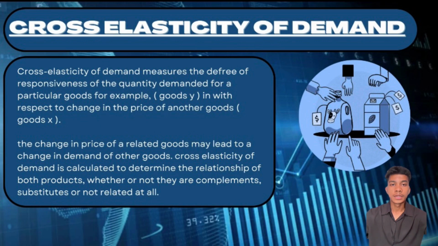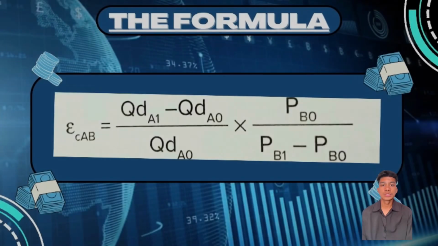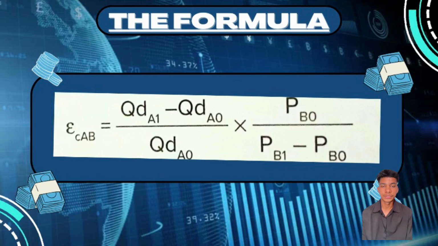The change in the price of the related good may lead to a change in the quantity demanded of the other good. Cross elasticity of demand is calculated to determine the relationship of goods, whether they are complements, substitutes, or not related at all. So this is how I answer the first question. I use the cross elasticity of demand formula.